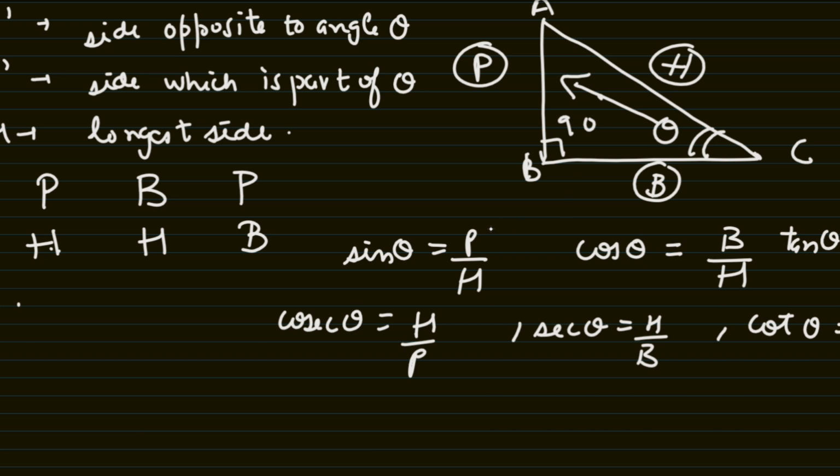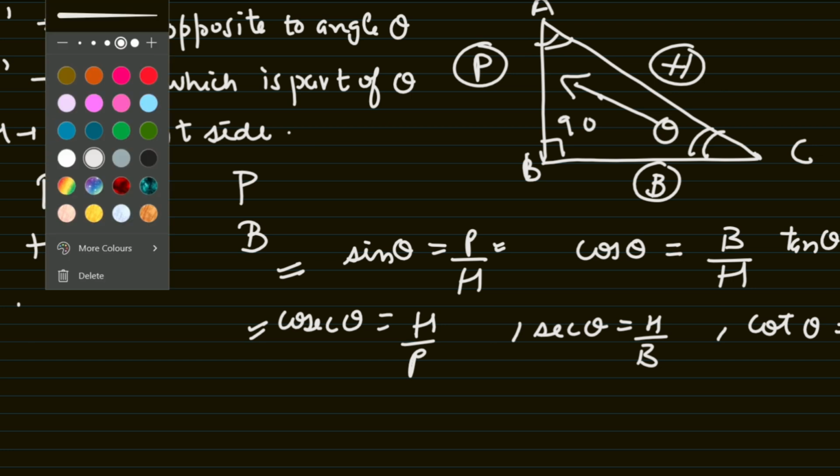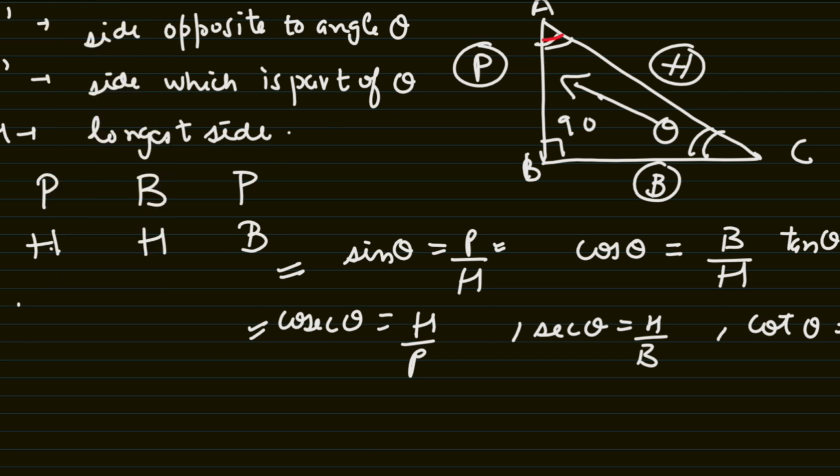So here P is the side opposite to angle theta, B is the side which is part of angle theta, and H is the longest side. So this is for angle C. Now, if you want to write this for angle A, here I'm now considering this angle A. The side opposite to this angle A will be this. So P, the side opposite to angle A, you will denote as P. The side which is part of angle A, you will denote as B. And the longest side will be H.